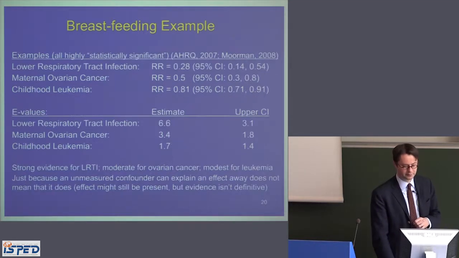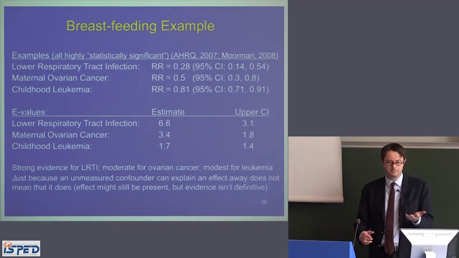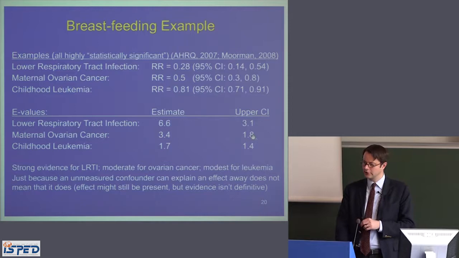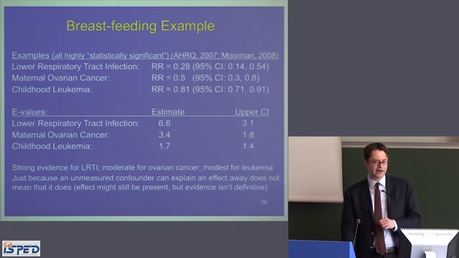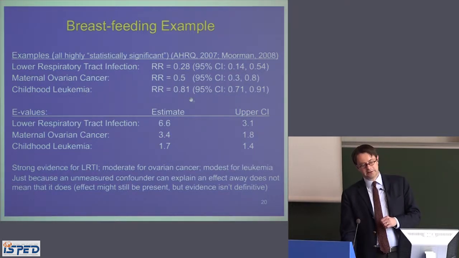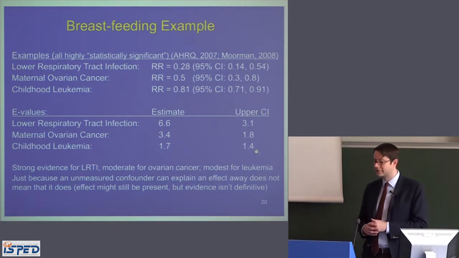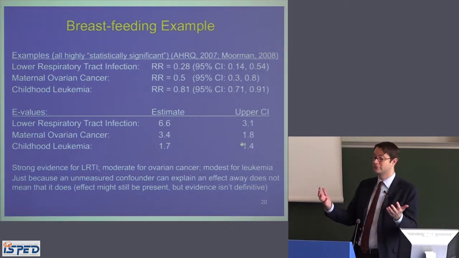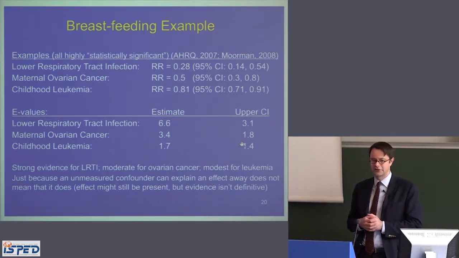So pretty strong confounding would be needed there. But we could do this with each of the estimates for the different outcomes. So with maternal ovarian cancer, the amount of confounding that's needed for the estimate and for the confidence interval is still pretty substantial, not quite as large, but still pretty substantial. But with childhood leukemia, we're now getting an e-value for the estimate of 1.7, an e-value for the confidence interval of 1.4. This is now in the range of risk ratios which we pretty routinely see in epidemiologic research.